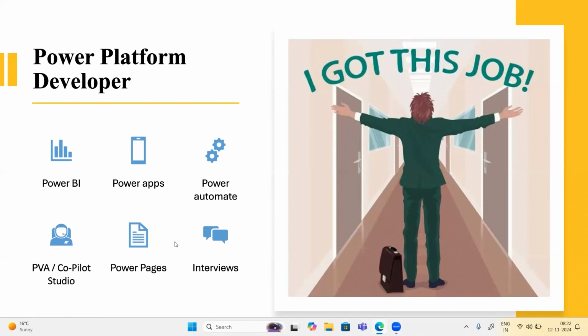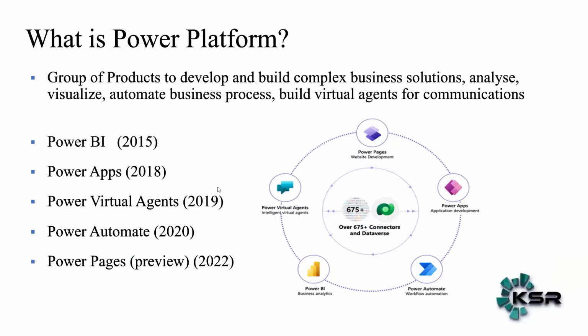Now next is, what is Power Platform, guys? As I already explained, this is a group of products to develop and build complex business solutions, analyze, visualize, automate processes, and build virtual agents for communications. Here you can see Power Pages, Power Apps, Power Automate, Power BI, and Power Virtual Agent, and there are around 675 plus connectors for Dataverse, Power BI, Power Apps, Power Virtual Agent, Power Automate, and Power Pages. So these are all the products in the Power Platform.